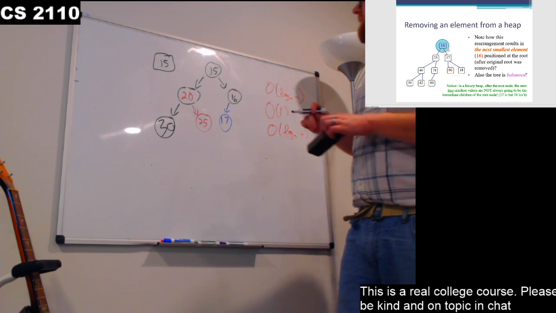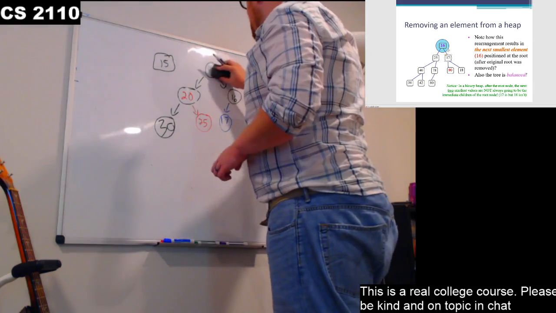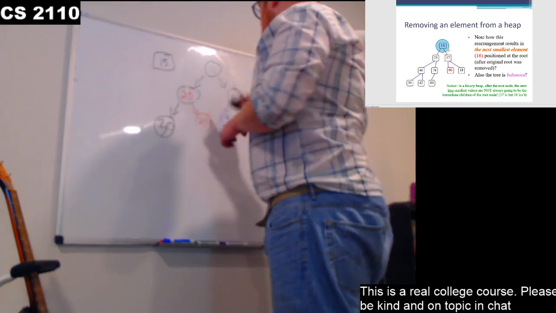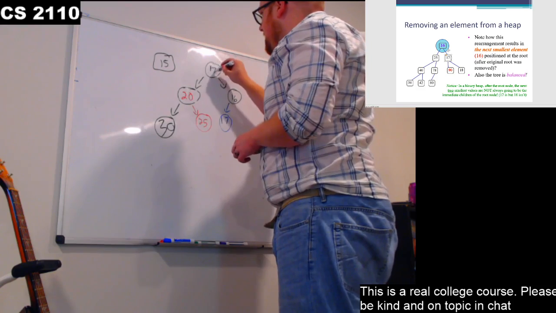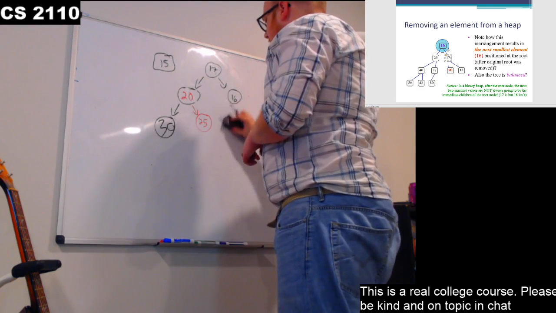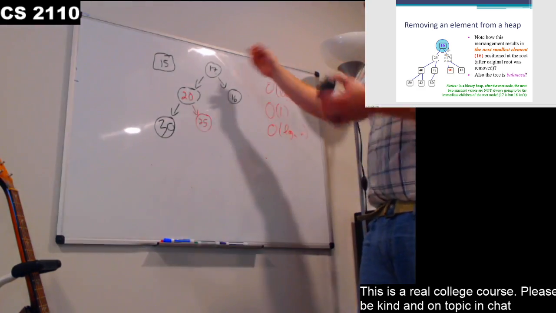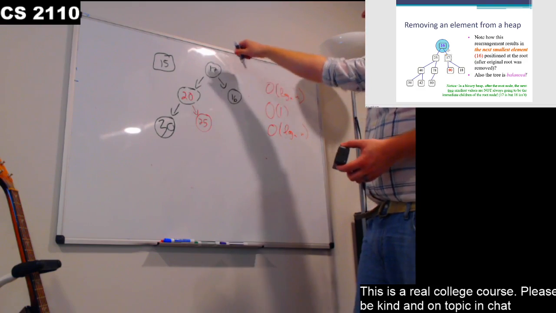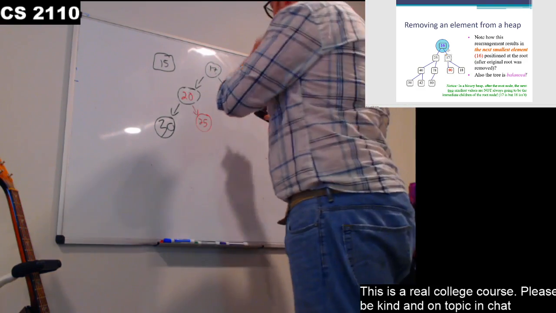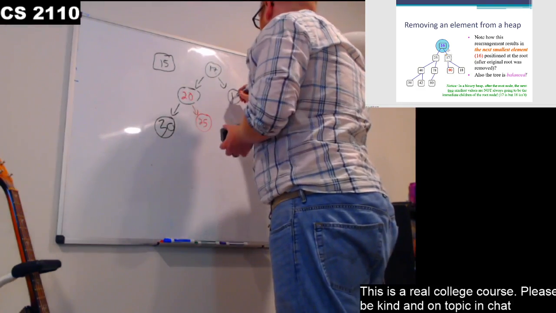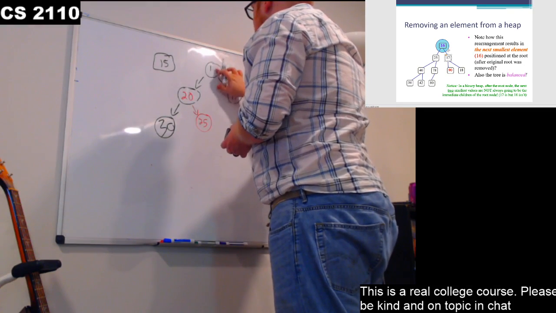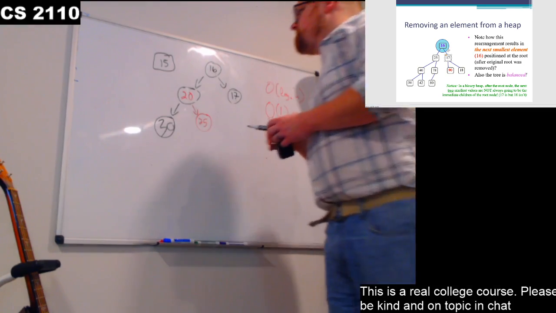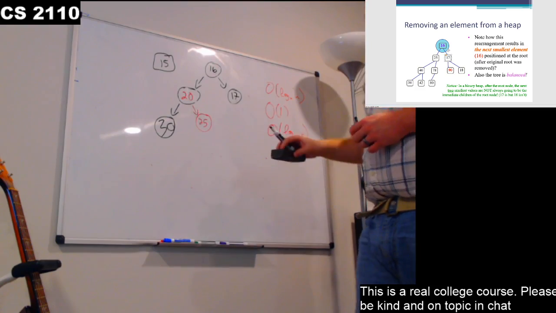Let's remove again. I remove the value 15. I copy this value 17 up to here, and I remove this node. Now I need to fix it: 17 is less than 20, but greater than 16. So I swap 17 and 16. And then I return 15.